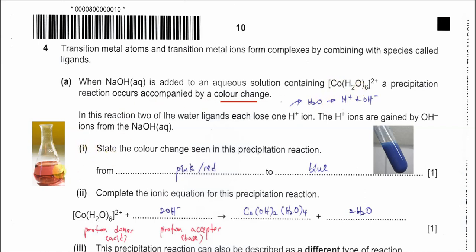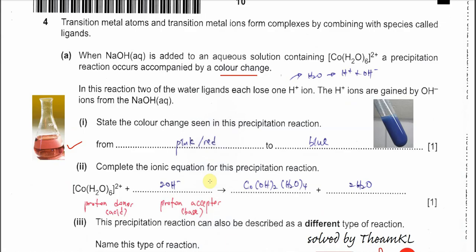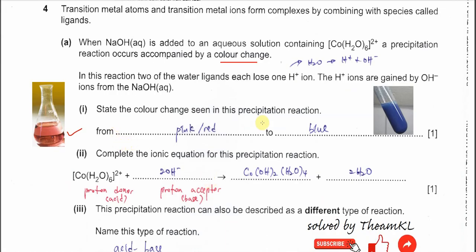It's something like this. You can say red, but normally we say pink. And after the sodium hydroxide is added, you will see a precipitate, a blue precipitate. So this is the change. The blue precipitate is actually cobalt hydroxide. First you need to state the color change, so it's from pink to blue.